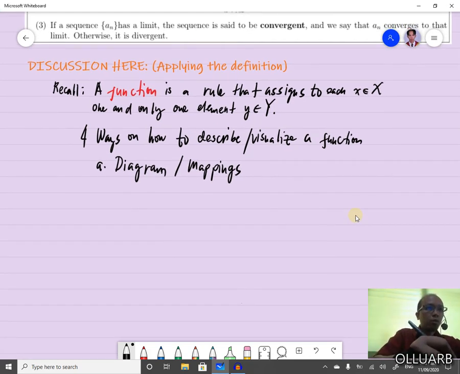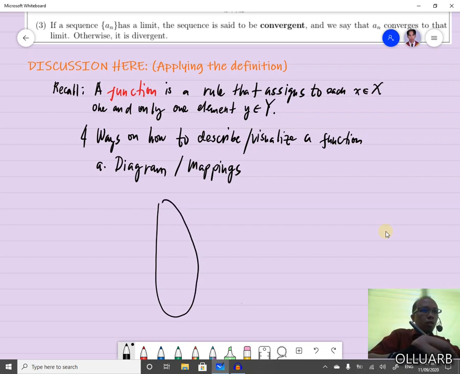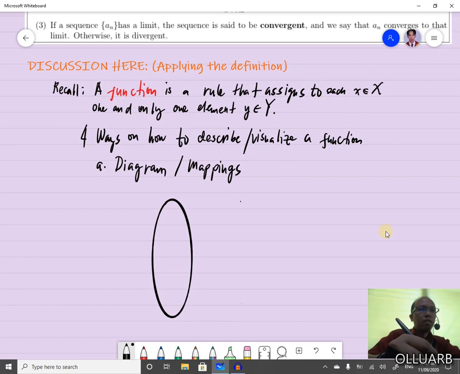Let's try to make a diagram with my, yes, I have an oblong now, a perfect oblong. Okay, again, I'm sorry, please wait.